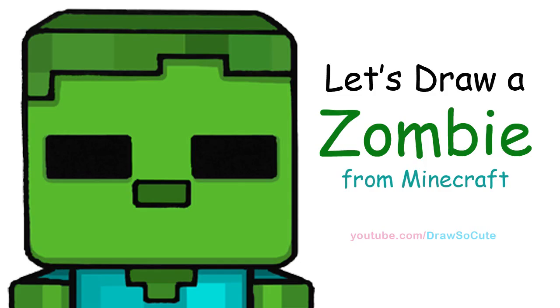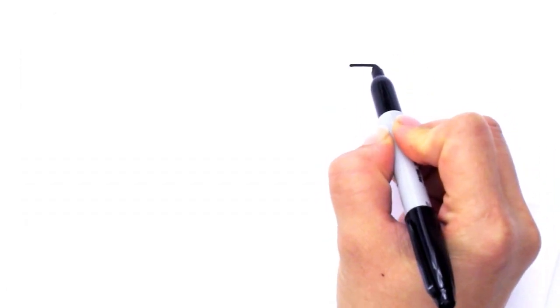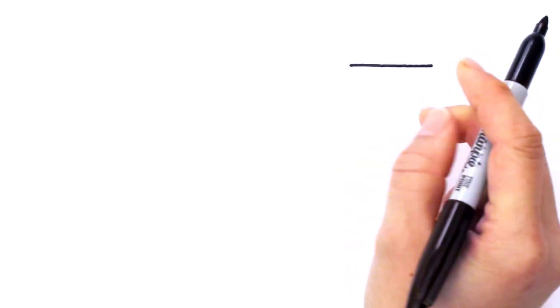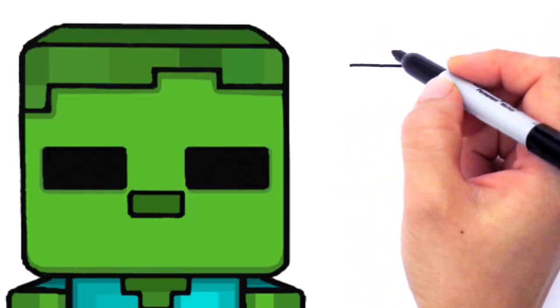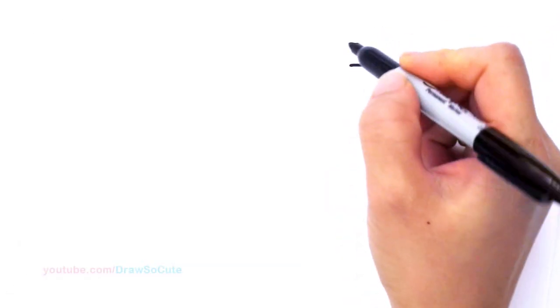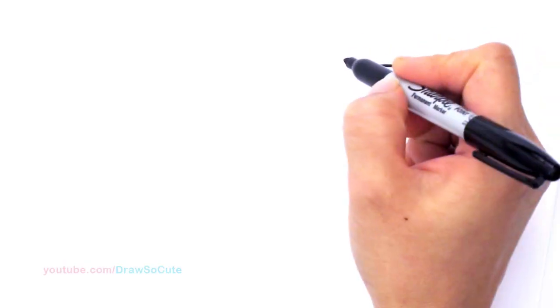So let's get started. With this zombie, we're going to first start by drawing the top of his head. So right here, I'm going to be drawing a straight line across. However long this line is going to determine how big your head's going to be. So I'm going to go pretty small so that it makes it easier for me to draw these straight lines without having to use a ruler.